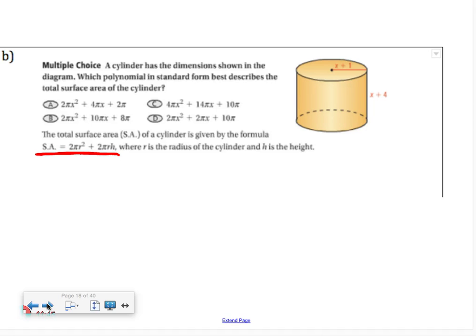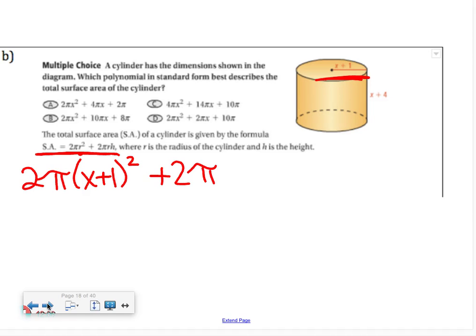I see here there's an R, and our R is this right here on our diagram. So what that means is I have 2 pi, and I'm going to have x plus 1 squared. We then have plus 2 pi, and again, they give us an r, so r is going to be x plus 1, and our height is this right here, so we're going to have x plus 4.